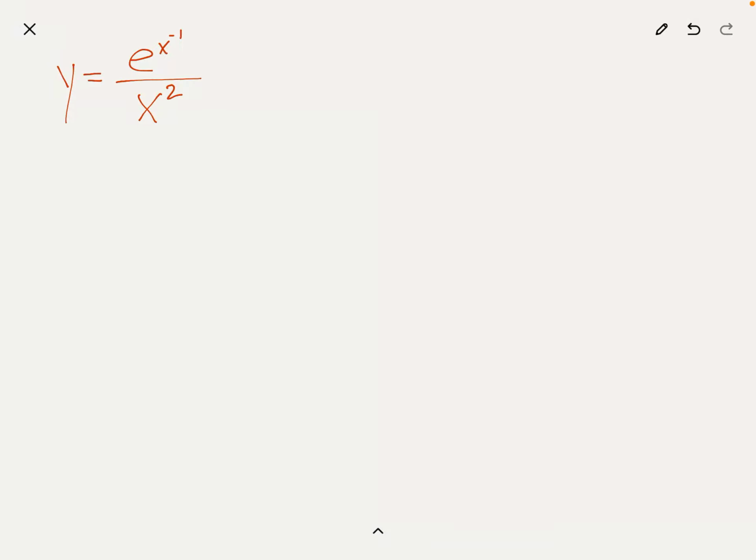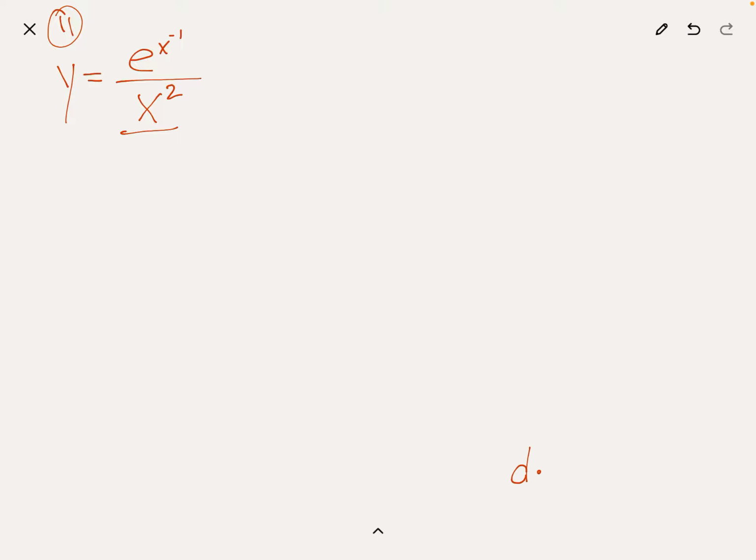Okay, so this is exercise 11. They give you this function, y equals this, and they want you to find y prime. And so you can see right away we're going to need the quotient rule. And I'm going to write down my little reminder of the quotient rule in shorthand, my personal shorthand.